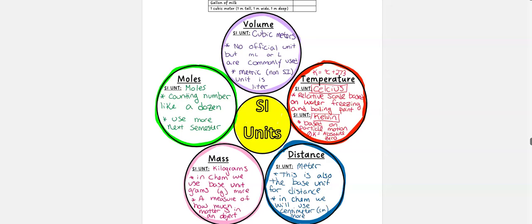These notes will all be about SI units, the International System of Units. Some will be fairly obvious and some are less common than what we will be using in the chemistry classroom. We'll start with volume here at the top.